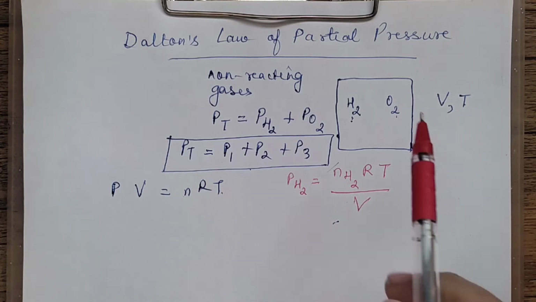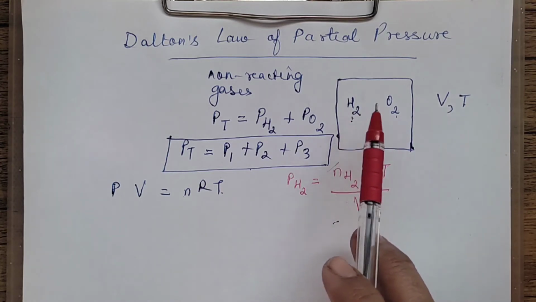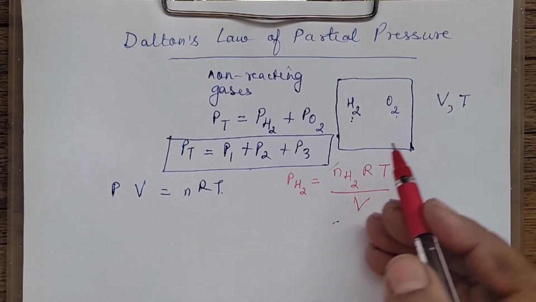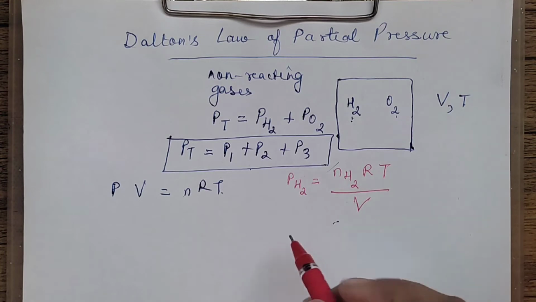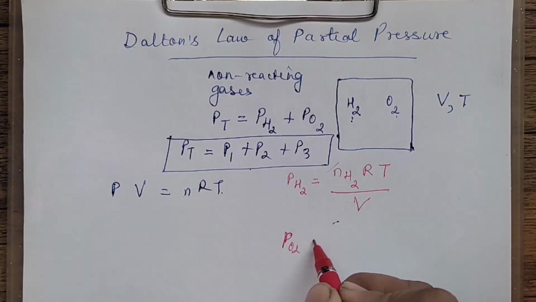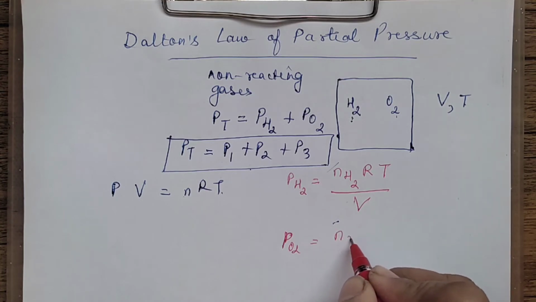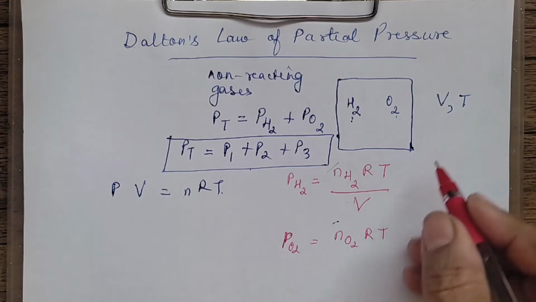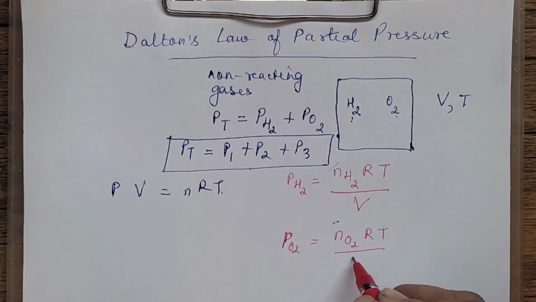If we know the number of moles of hydrogen, we can calculate the partial pressure of hydrogen. Likewise, the partial pressure of oxygen is equal to the number of moles of oxygen, R the universal gas constant, T the temperature, divided by the volume of the container. In a way, we just need the number of moles of the gases, and we will be able to calculate their partial pressures.